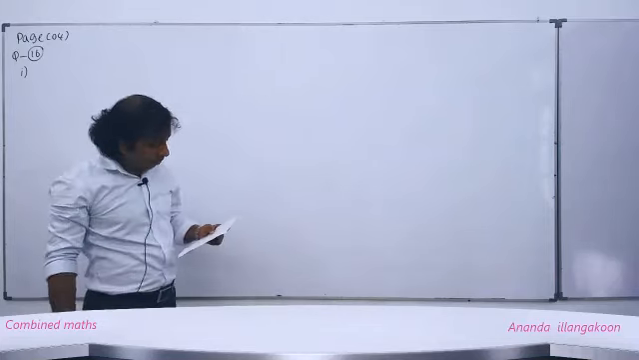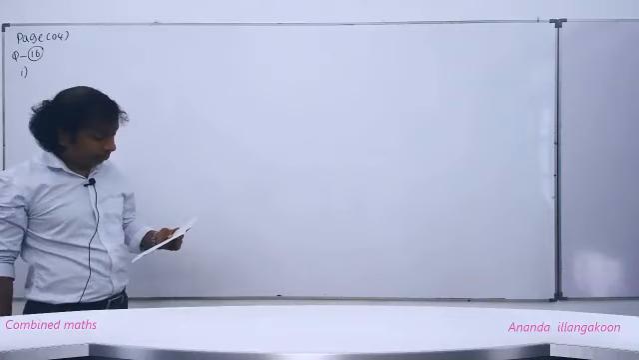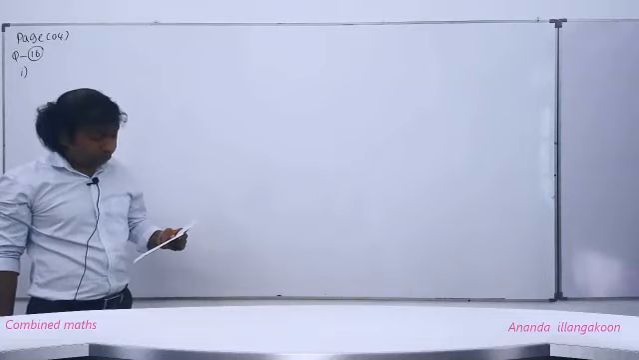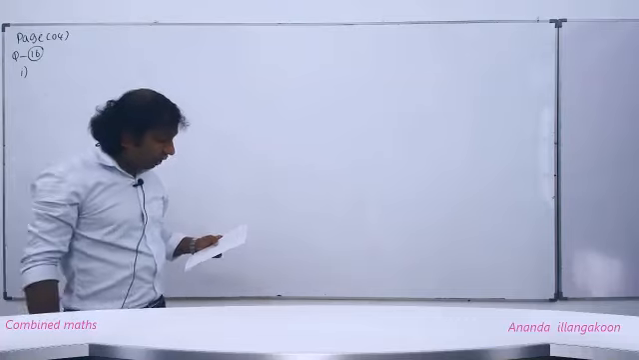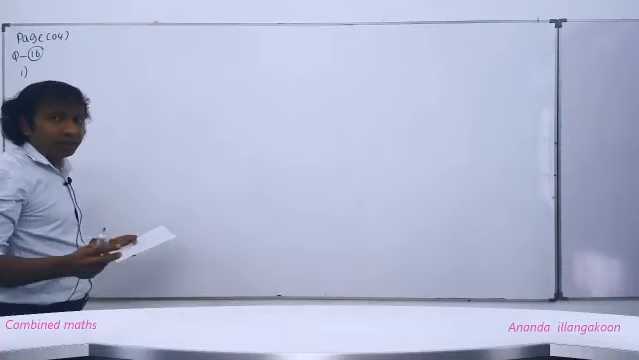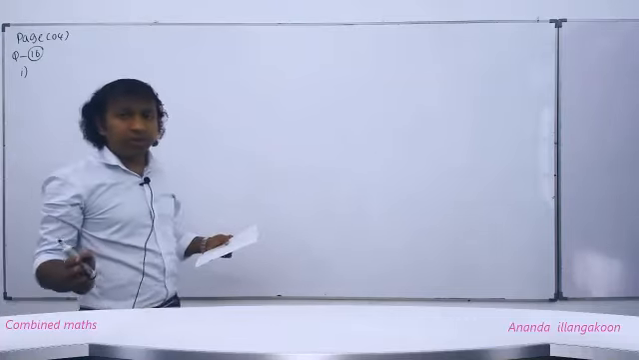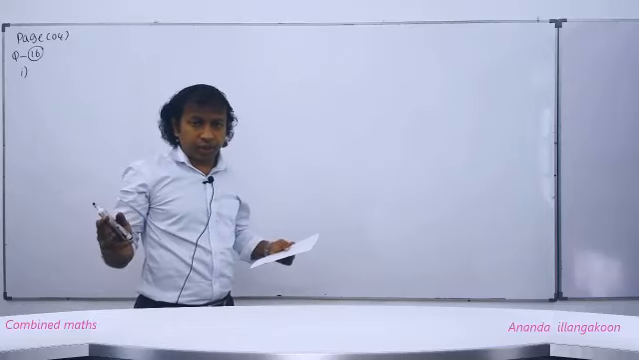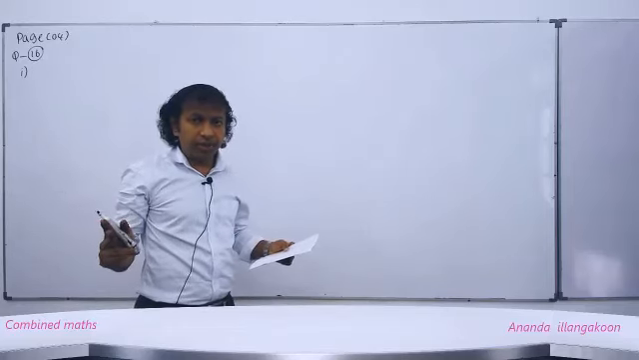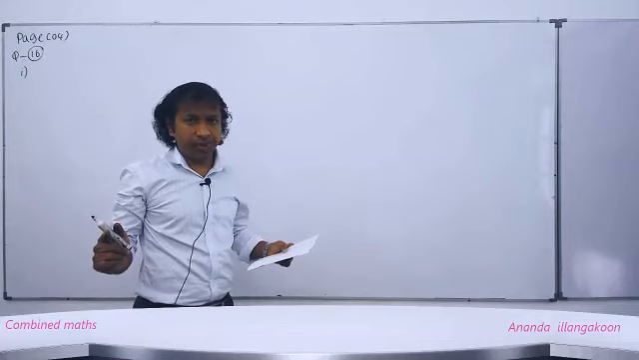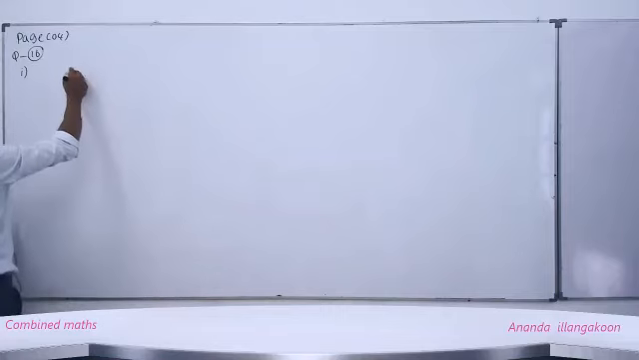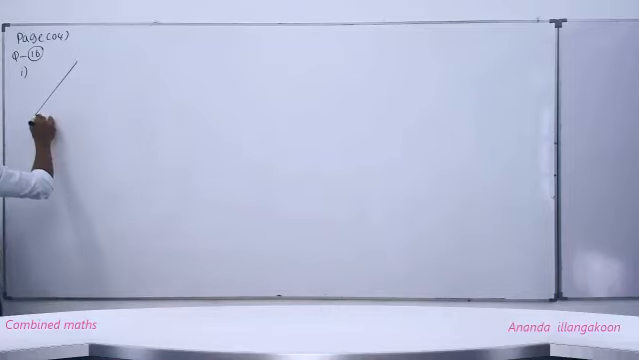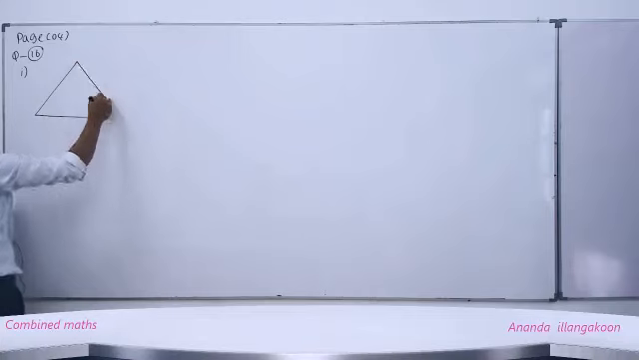Now you are given, for any triangle ABC, prove that tan((B minus C)/2) equals (b minus c)/(b plus c) times cot(A/2). For any triangle ABC means the triangle can be acute-angled, right-angled or obtuse-angled. Understand? Right?